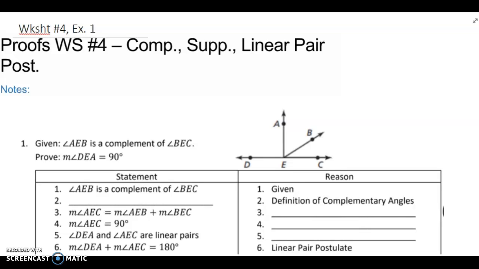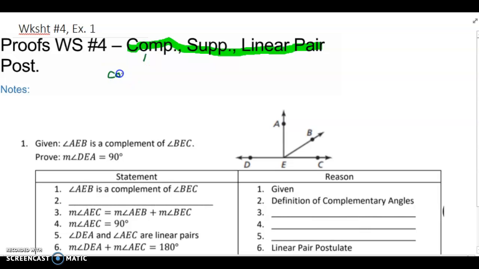All right, guys, we're going to go over the proof worksheet number 4. So hopefully you have 1 through 3 already done. And as you can see today, we're going to be adding into these proofs, along with keeping everything else we've already done: complementary, supplementary, and linear pairs.